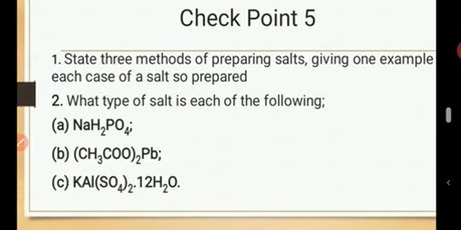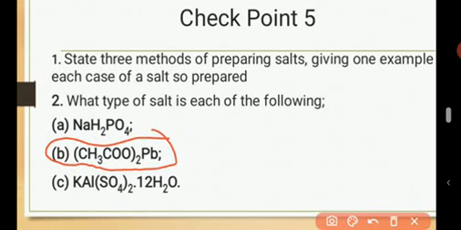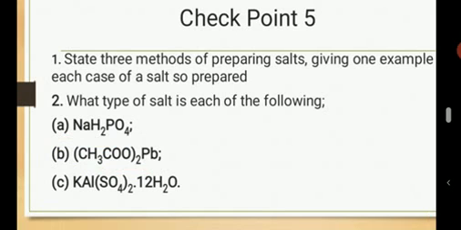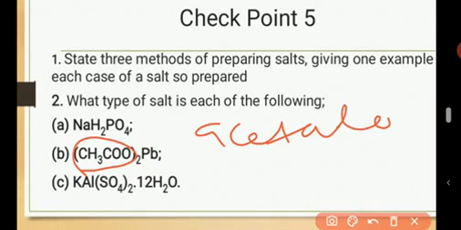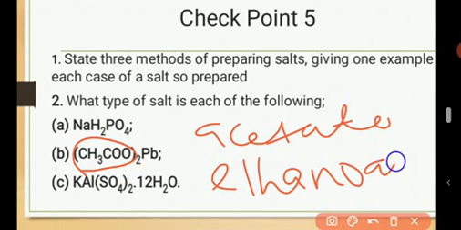Now, see this one. This one is very strong. The name is lead acetate. You remember the acetate ion? CH3COO is called acetate ion or ethanoate. In the IUPAC format we call it ethanoate. So this is lead(II) ethanoate, or lead(II) acetate.